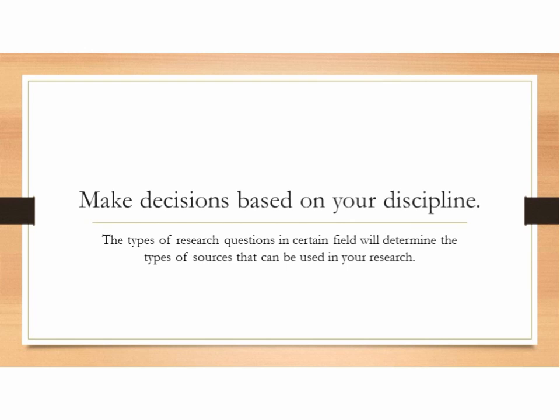The types of research questions in a certain field are going to determine the types of sources that can be used in your research. This means sometimes internet sources will be great. If you're doing a current event, you're going to be using internet sources. But if you're doing another more in-depth research project, really think about what makes sense for your particular assignment.